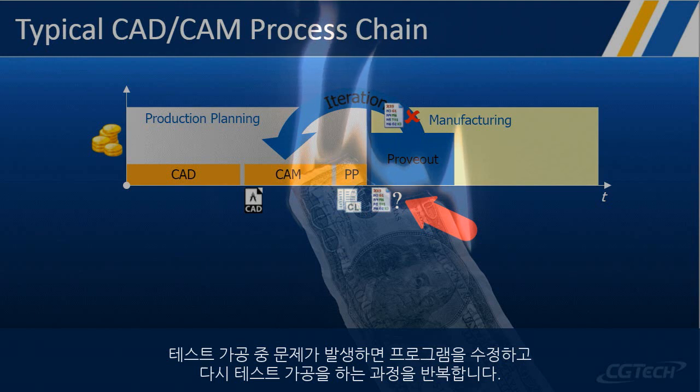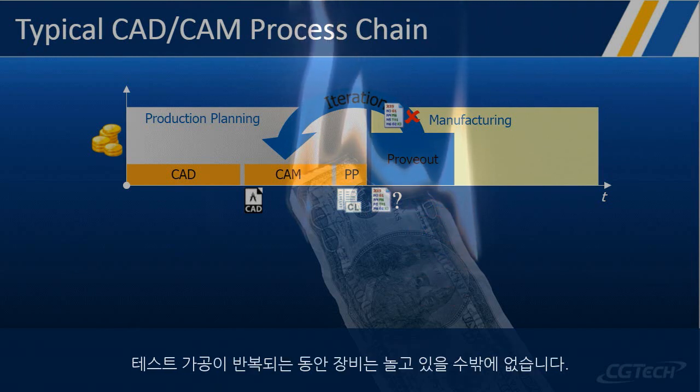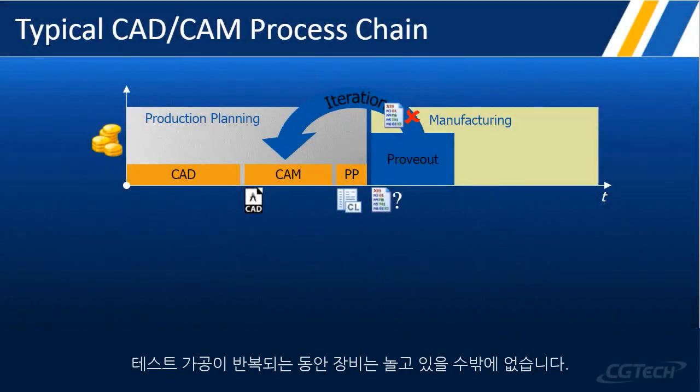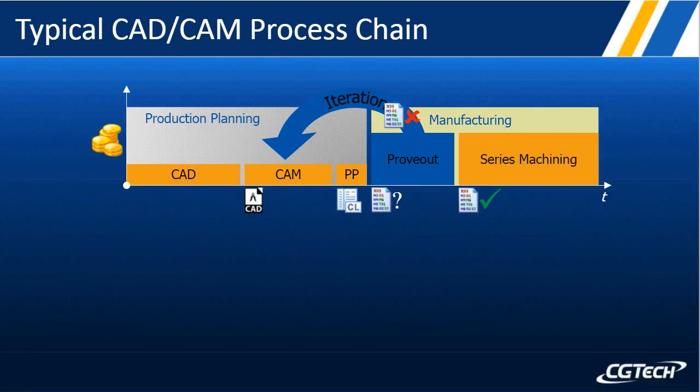Now your machine's sitting there because you may still have the part on it. So now you've got an idle machine while it's getting fixed or updated or maybe improved. Maybe it just was inefficient. So now we've done our iterations. We've got a good program. Now we can go off to series machining.